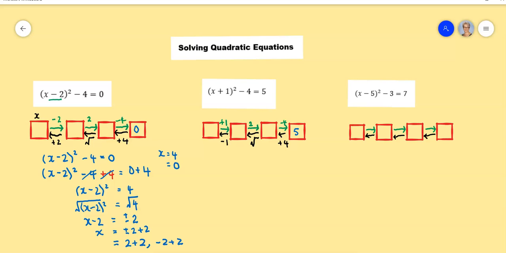Now, in the previous example, I didn't go through the flowchart, and this time we will. So we're going to say here we've got 5 plus 4 gives me 9. The square root of 9 is positive and negative 3. And when we subtract 1, we're going to get either positive 2 or we're going to get negative 4.